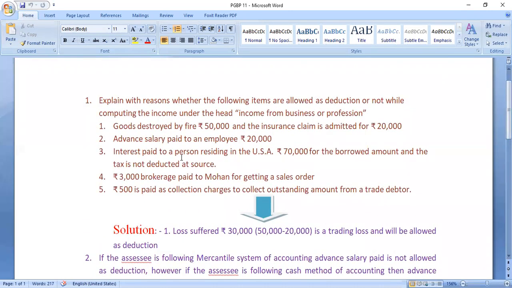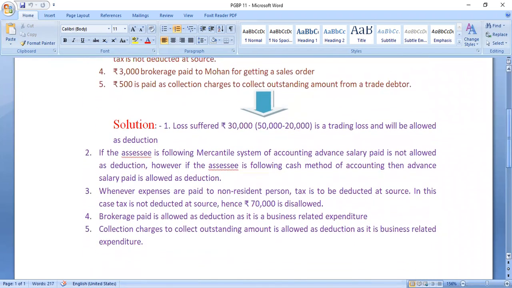Third part, interest paid to a person residing in USA, 70,000. You are paying interest to a person outside the country. You borrowed some amount and you paid interest of 70,000. And the tax is not deducted at source. Tax is not deducted. What happens in that case? Can you allow this? What is the result of this one?